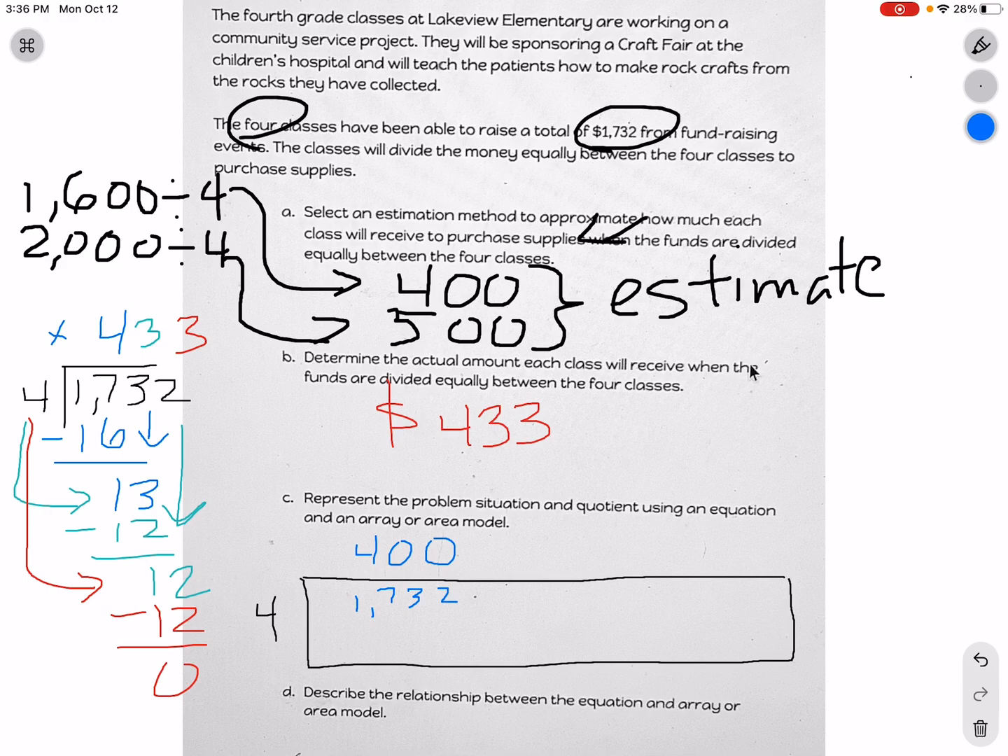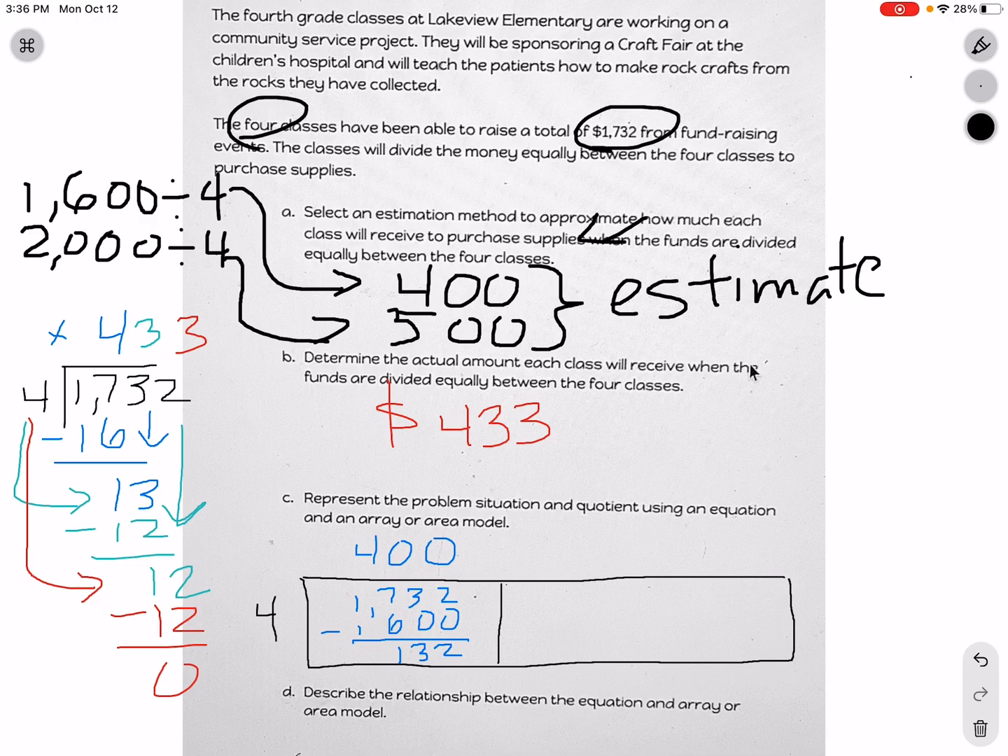1,732 minus what? Well, 4 times 4 is 16. And then we add our zeros. And then subtract. 2 minus 0 is 2. 3 minus 0 is 3. 7 minus 6 is 1. And 1 minus 1 is 0. We're left with 132. Let's continue.